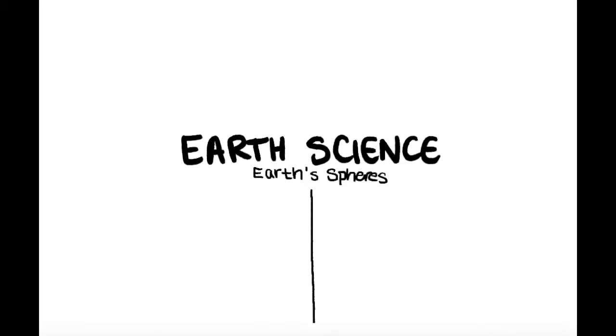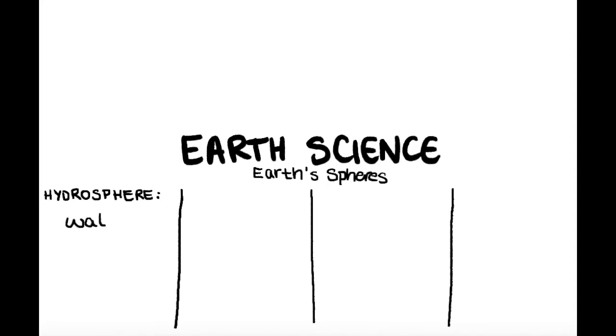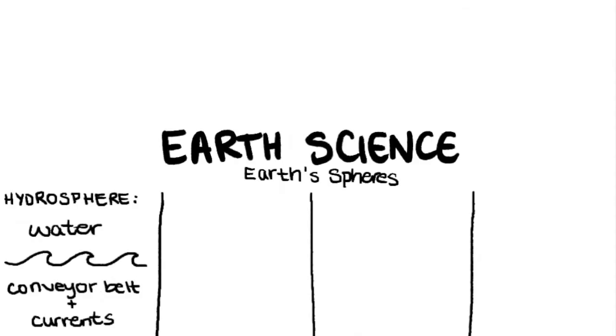Earth Science in Science 9 talks about the Earth's spheres. First, let's cover the hydrosphere, aka all the water on Earth. The Great Ocean Conveyor Belt focuses on moving deep waters from ocean to ocean. This spreads thermal energy and nutrients around the world. The smaller ocean currents move water within each ocean.